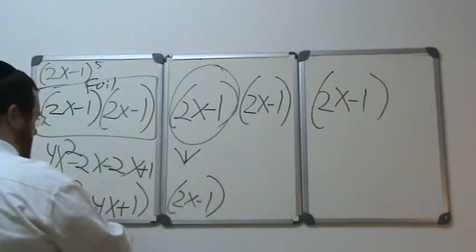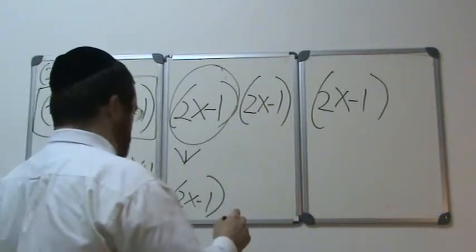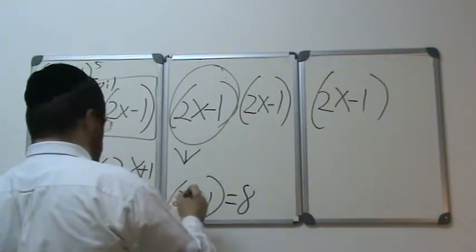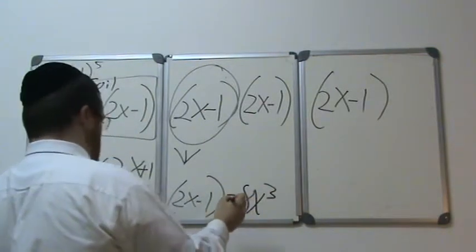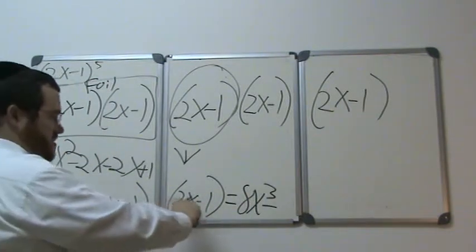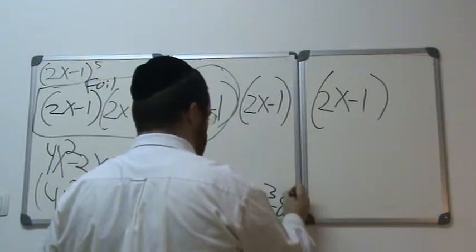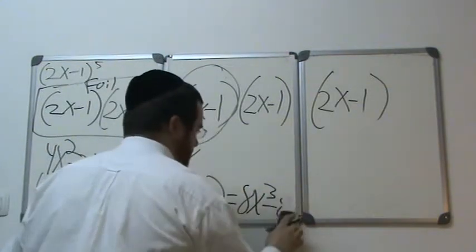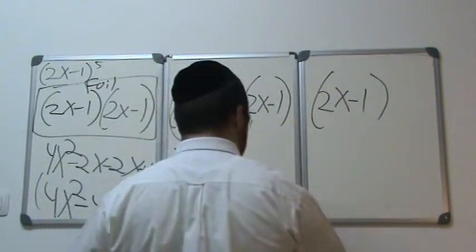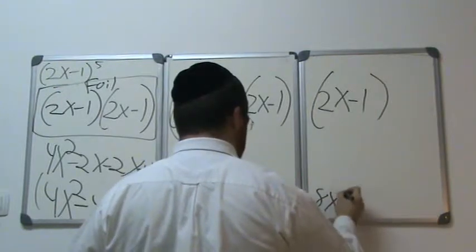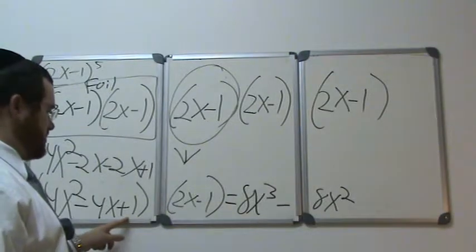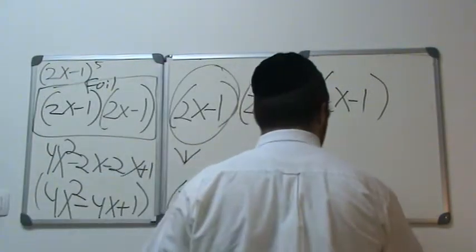You distribute 2x times 4x squared is equal to 2 times 4 is 8. X squared times x is x to the third power. Then 2x, a negative 4x times 2x is negative 8x squared. We write it on the next part of the board. So it's minus 8x squared. Then 2x minus 2x times 1 is plus 2x.